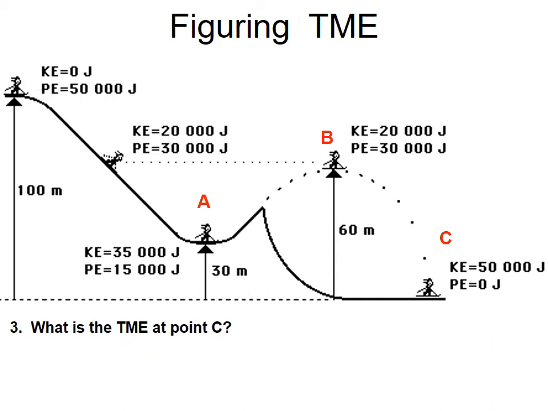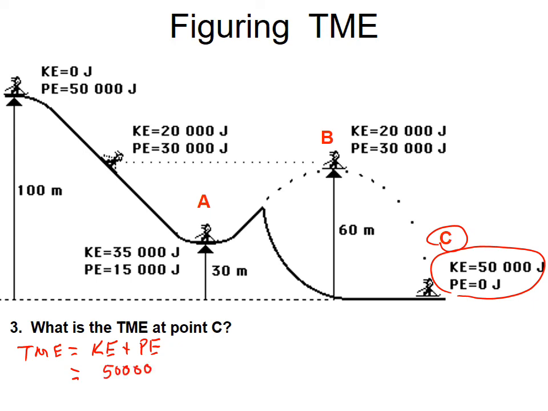Finally, on this one at point C here, we'll use these figures here. So again, total mechanical energy is equal to the kinetic energy plus potential energy, which would be, in this case, 50,000 joules of kinetic energy plus 0 joules potential, which would give me again 50,000 joules.